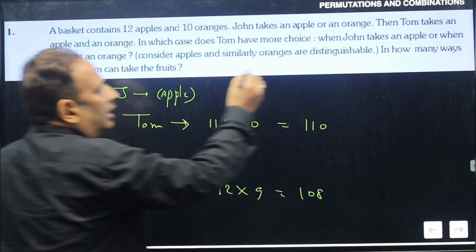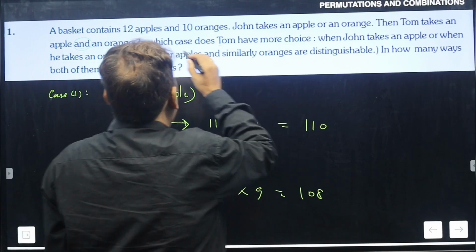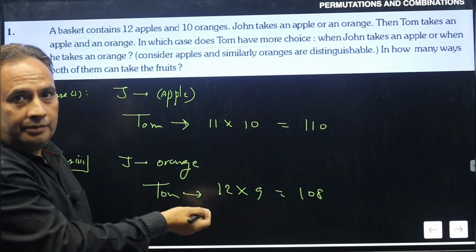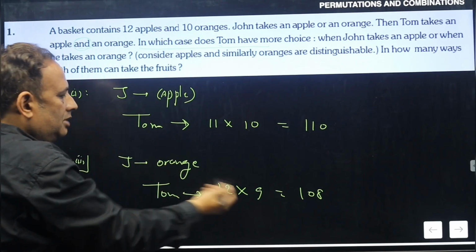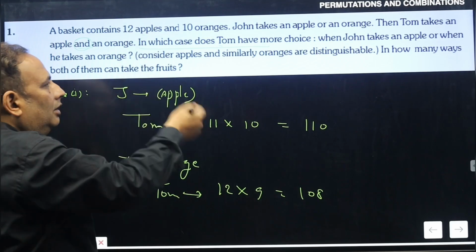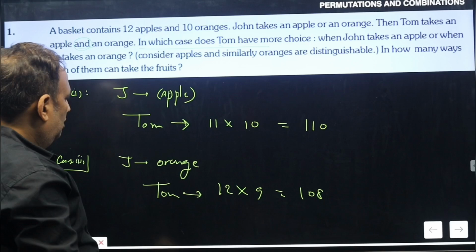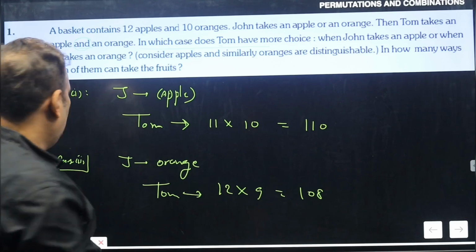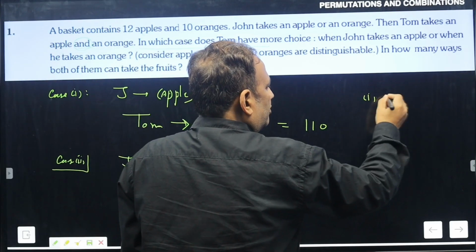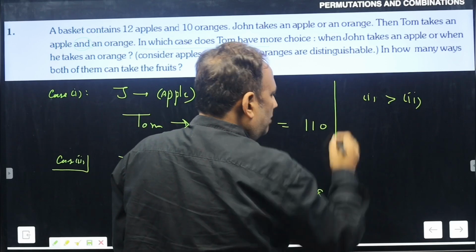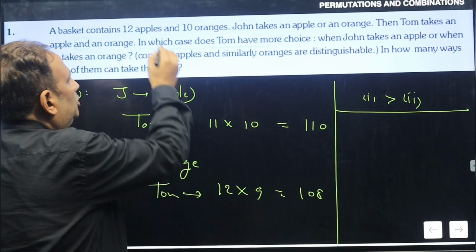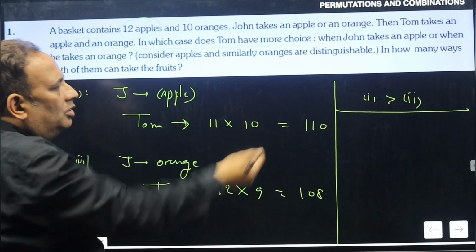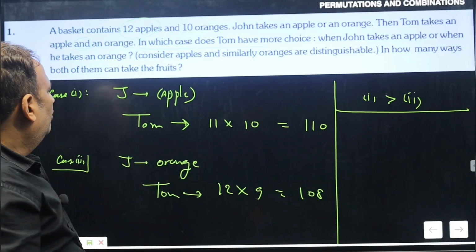Now, as in the question, they are asking in which case Tom has more choices. So the second case, when John opts orange? If John opts orange, then Tom has more choices. And if John opts apple, then Tom has more options for apple. And when John opts orange, then Tom has fewer choices. So case 1 is greater than case 2. First answer completed. Here the common understanding is that the number of apples is more, so that's why Tom has more options for this one.